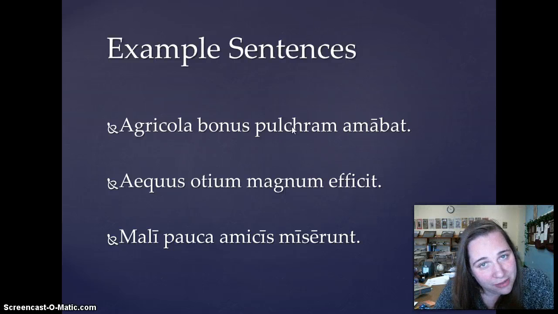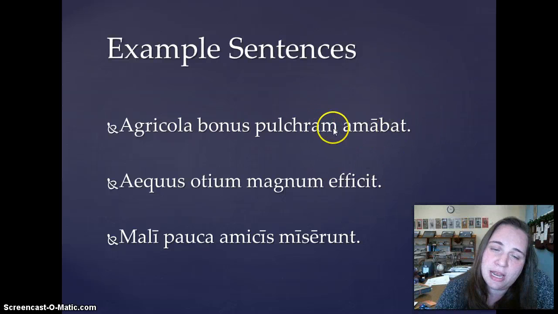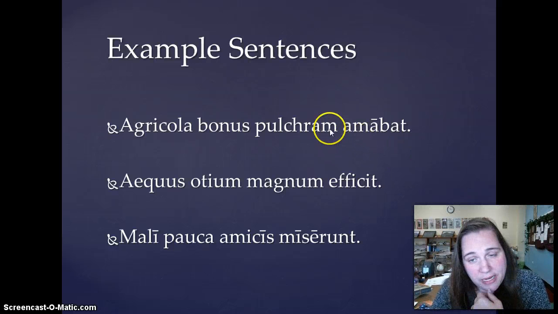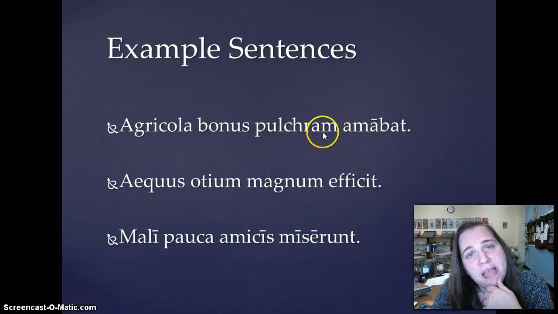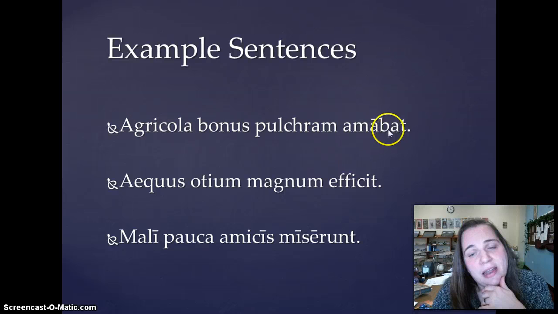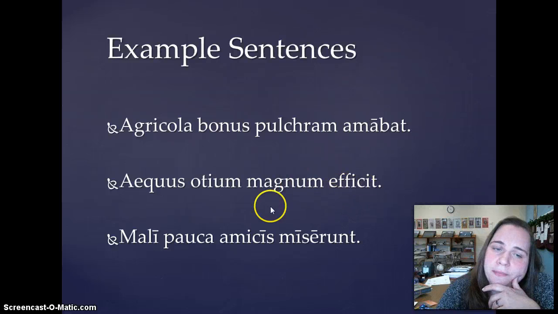Do we have a feminine singular accusative noun for this adjective to be describing? No, we do not. Therefore, pulchrum is our substantive adjective. So when we translate the sentence, we're going to translate subject, verb, direct object. The good farmer was loving the beautiful, and then we have to add either man, woman, or thing, depending on the gender and number of pulchrum. Since pulchrum is accusative singular feminine, it's going to be the good farmer was loving the beautiful woman.